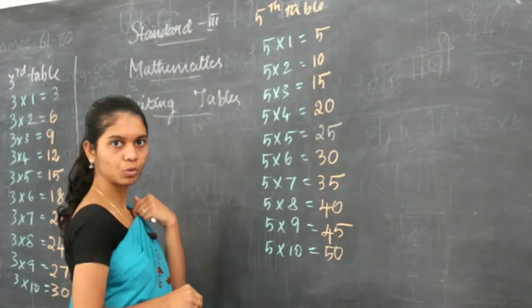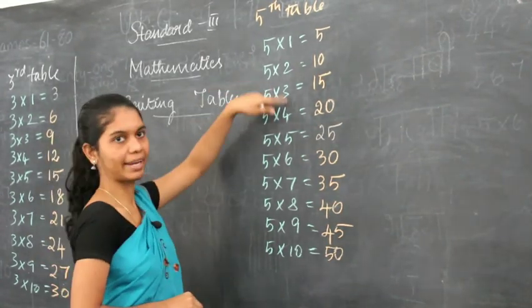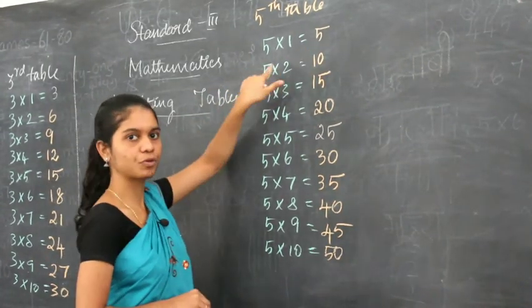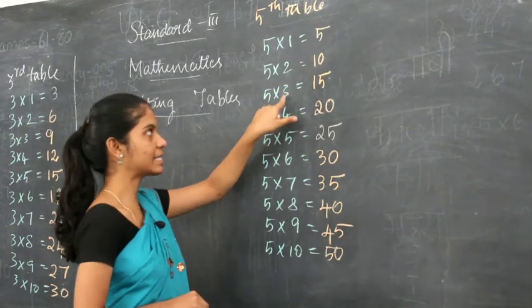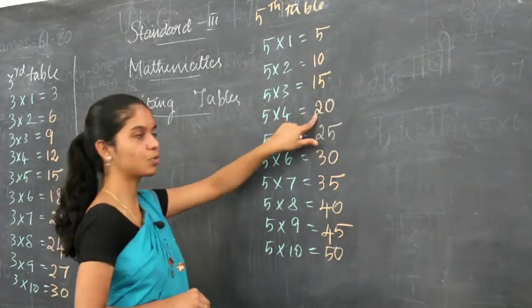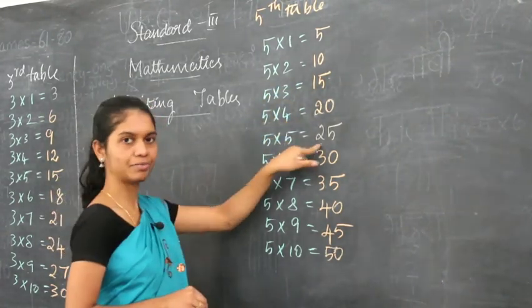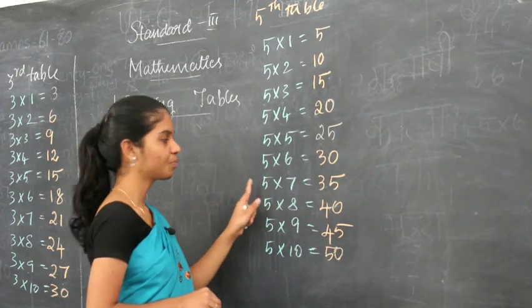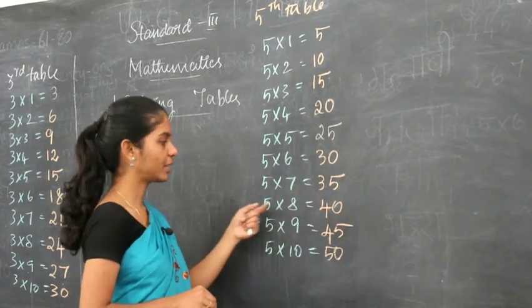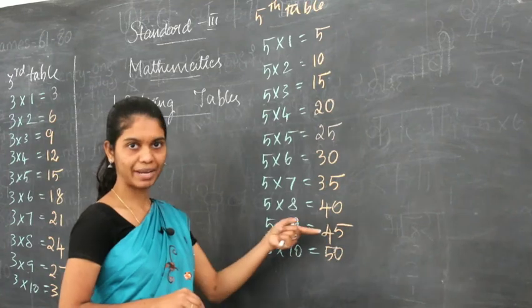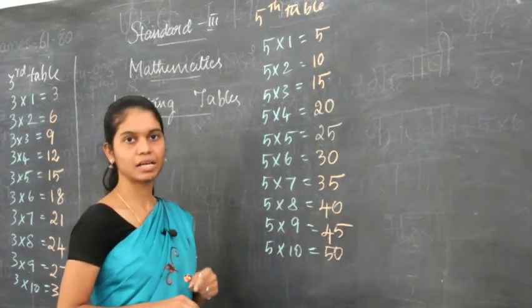So what you should do? You have to tell the table again. 5 ones are 5, 5 twos are 10, 5 threes are 15, 5 fours are 20, 5 fives are 25, 5 sixes are 30, 5 sevens are 35, 5 eights are 40, 5 nines are 45, 5 tens are 50.